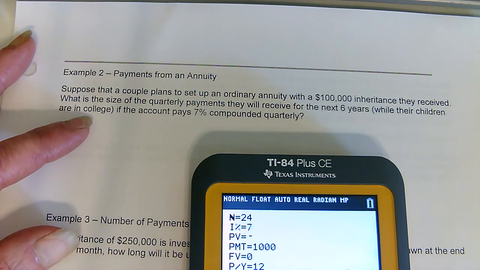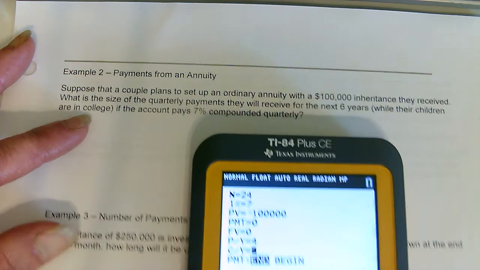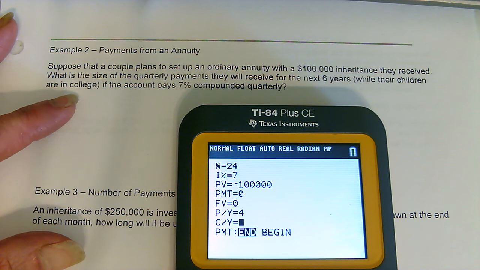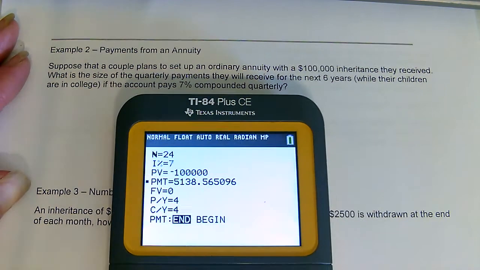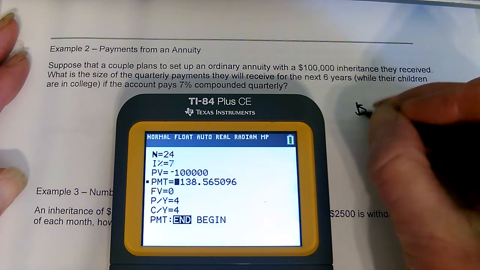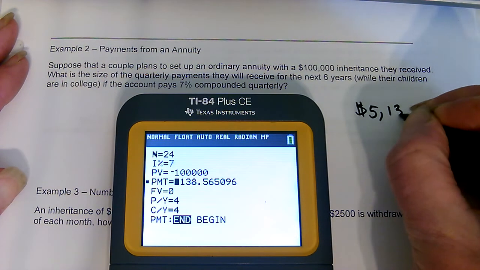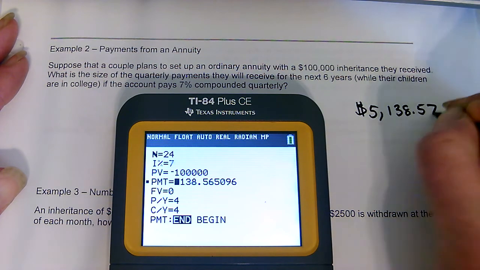And this time it's starting with $100,000. And we're trying to figure out what the payments are going to be. And it's quarterly. And we're just going to assume that they're getting it at the end of the period. So I'm going to go back up here to payment. So this is how much they're getting paid this time. And they're getting paid $5,138.57.